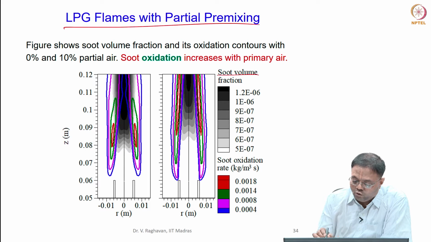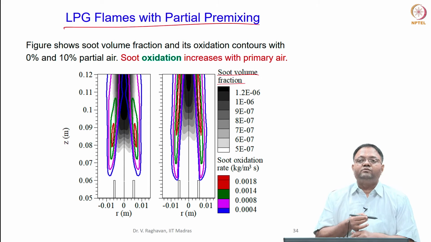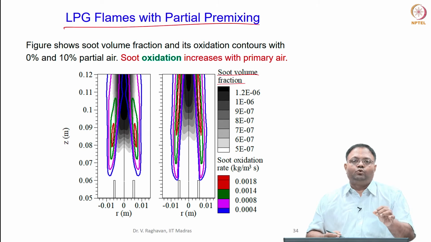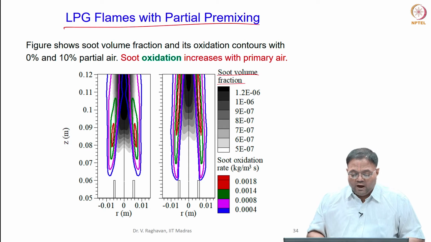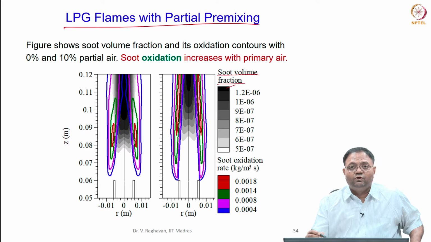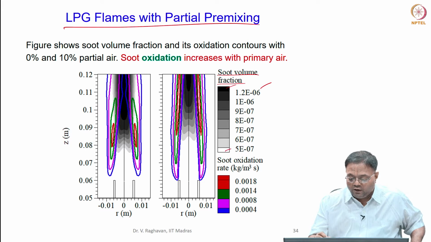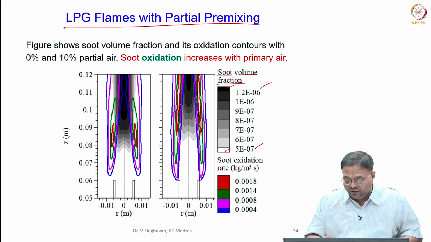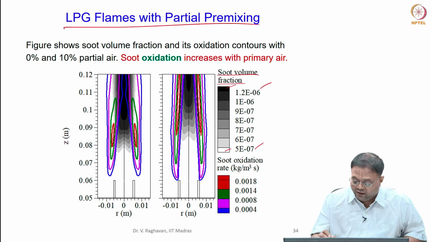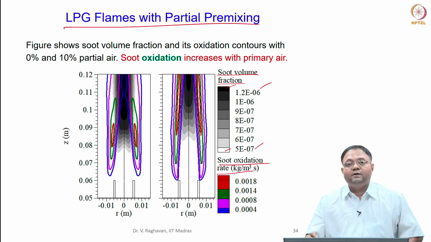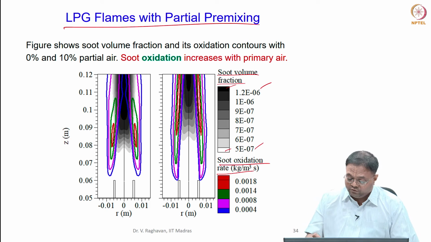Please understand that soot volume fraction is the quantification which we do for soot. In a given volume, what is the fraction of the volume which has soot? That is soot volume fraction, and this is given in grayscale contour. The black will be the highest soot volume fraction value, and white will be the lowest soot volume fraction value, like mole fraction. Then the colored lines here are called soot oxidation rate, in kg per meter cube second.